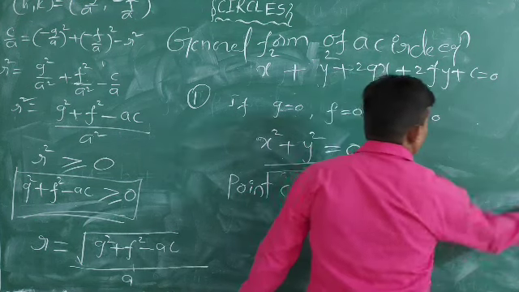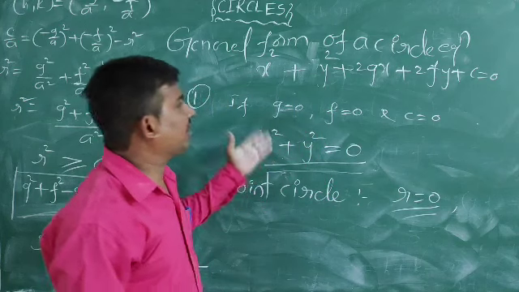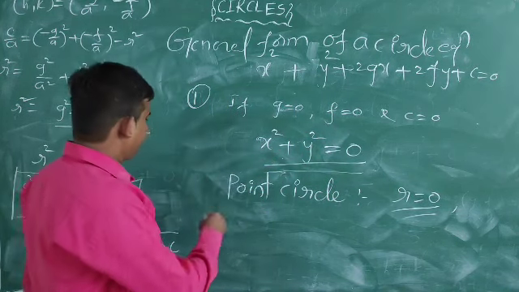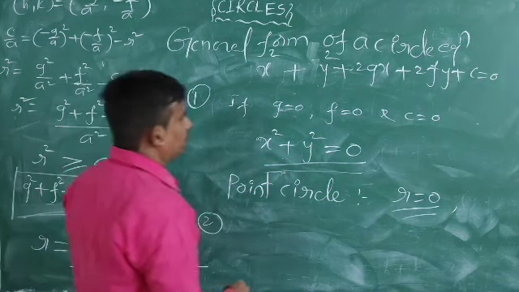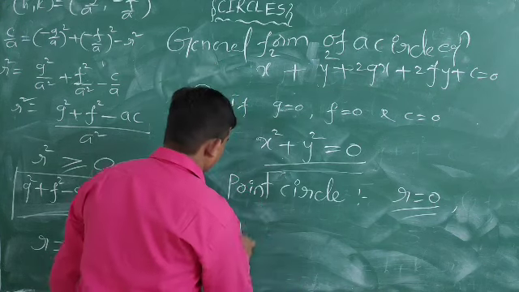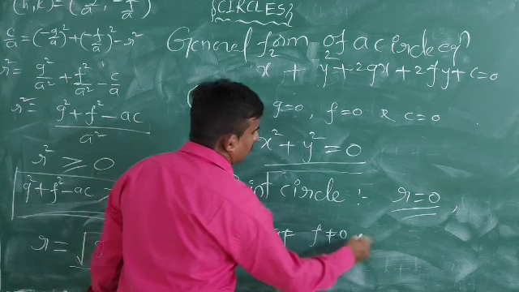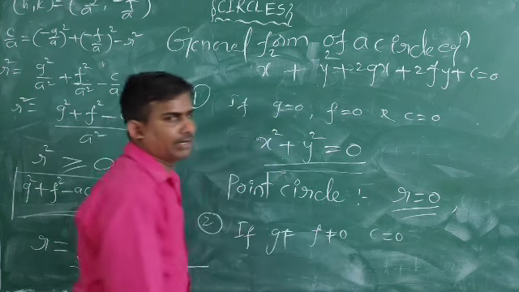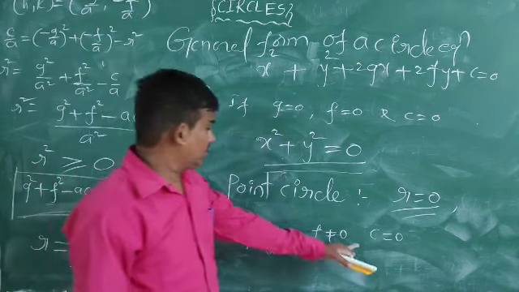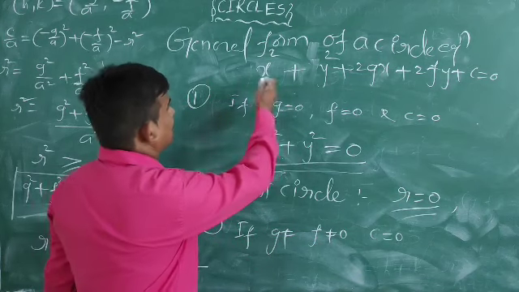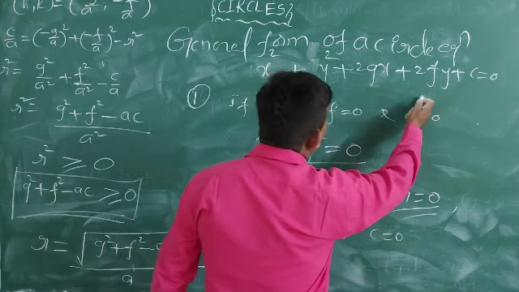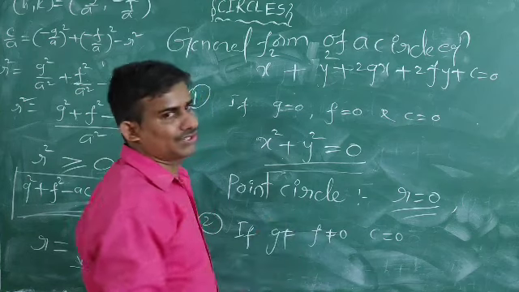Both are equal to 0, 0. That is the point circle of origin. Okay, what happens if g is not equal to 0, f is not equal to 0, and c is equal to 0? When c is equal to 0, we get x square plus y square plus 2gx plus 2fy equal to 0. There is no constant.